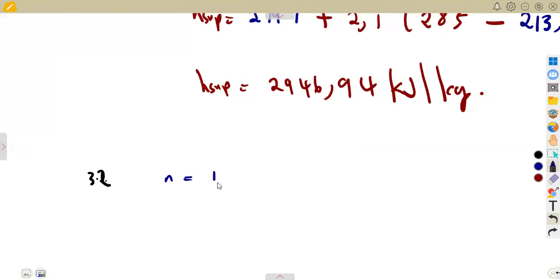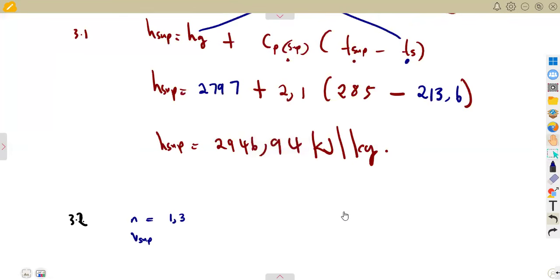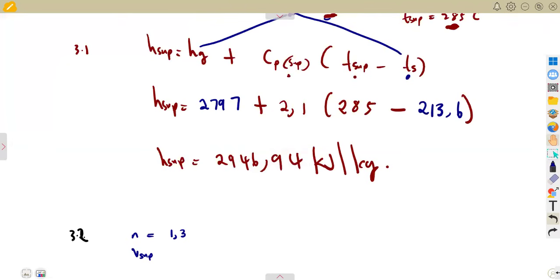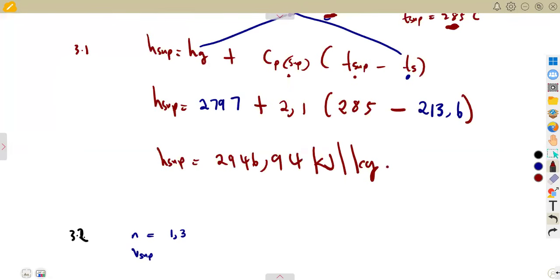So n is given as 1,3, and the question is to calculate v sup from 3.1. What is it that we calculated from 3.1? We calculated h sup. Do we need h sup to calculate v sup? Yes. Check our formula here. I'm going to explain this formula, what it means. So you see that we need that.